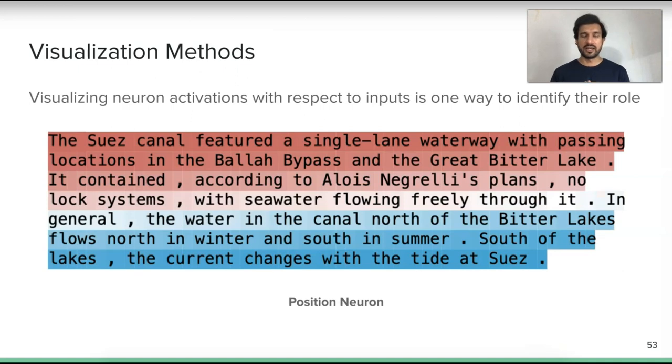And again, with the visualization, you can also look at neurons which spread across different words or entire sentences. For example, here, this neuron is a position neuron which has a high activation on one end at the start of a sentence. Then in the middle, it becomes 0, and then in the end, it again goes to the other end of the activation.